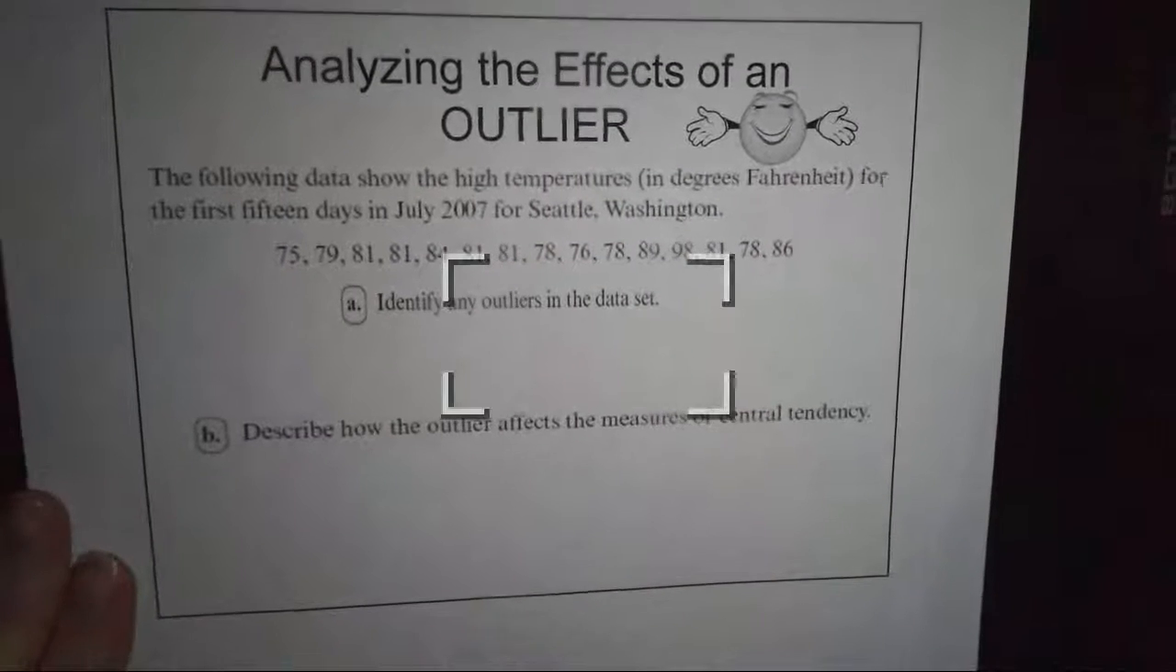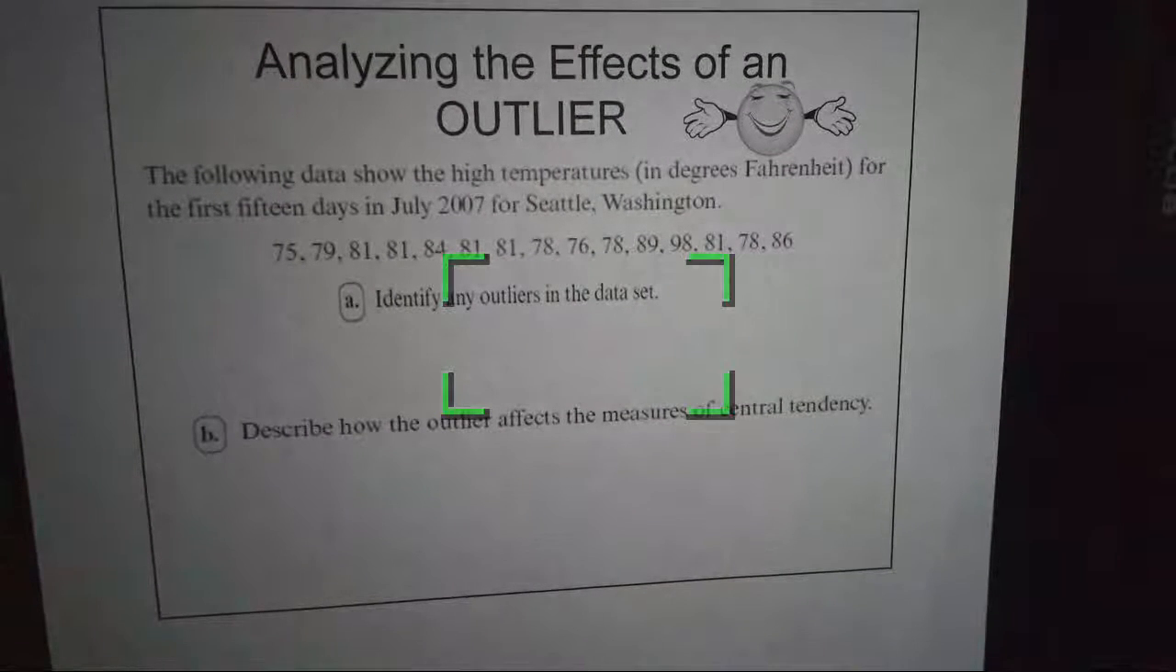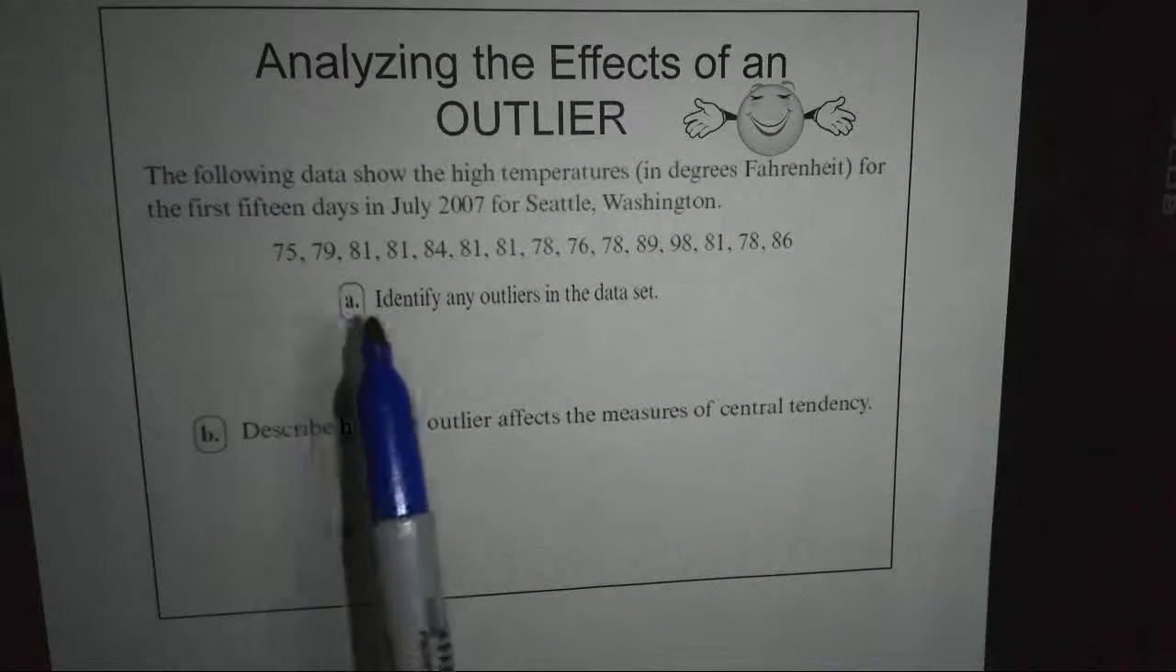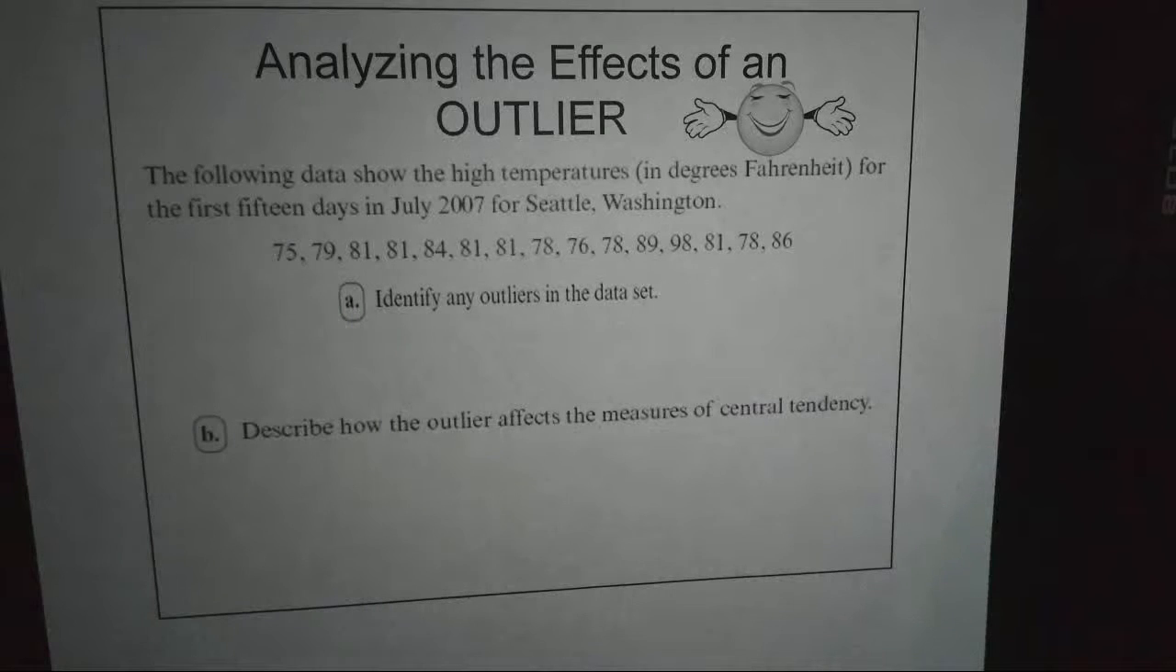Now we're going to look at the effects of an outlier on our set of data. So here we have the following data that shows high temperatures in degrees Fahrenheit for the first 15 days in July 2007 for Seattle, Washington. We want to identify any outliers in the data set as part A, and in part B, we're going to describe how the outlier affects the measures of central tendency. In order to do that, we're going to have to calculate them twice, once with the outlier and once without the outlier, to see how they affect it.